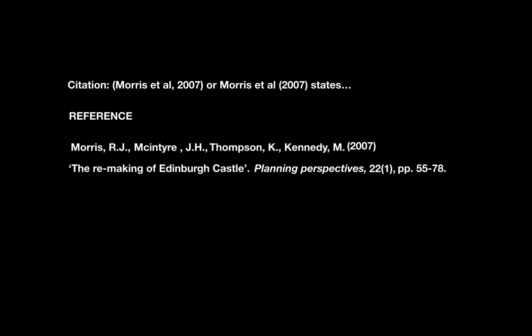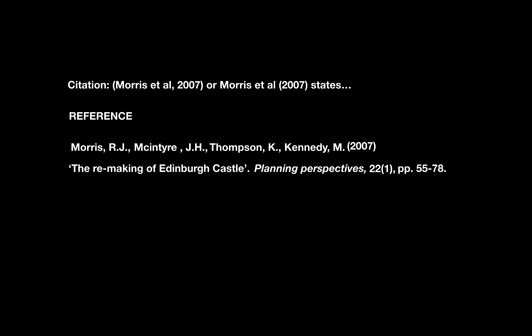Then it's the article title, The Remaking of Edinburgh Castle. Then it's the journal title, and you probably notice straight away that the journal title is in italics. So we put the journal title in italics. Then we have the volume number, which in this case is volume 22, and it's part or issue 1. And finally, we must remember that we include the page numbers on which we find the article.